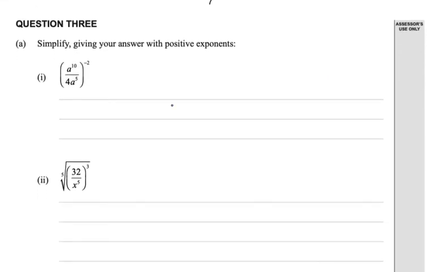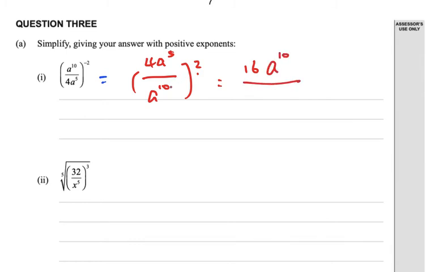Question 3. A negative index just means you change the sign, cross the line. We're going to cross the line first, and we have 4a to the power 5, that crosses the line, and a to the power 10, that crosses the line, the whole thing to the power 2. And then that 2 has to apply to everything inside the bracket. 4 to the power 2 is 16. a to the power 5 to the power 2, power of power, you multiply the powers, right? And then the bottom is a to the 10 to the power 2, and that's 20.